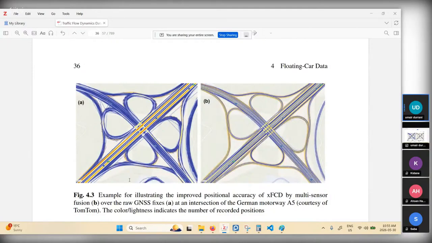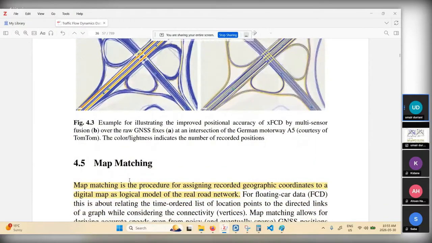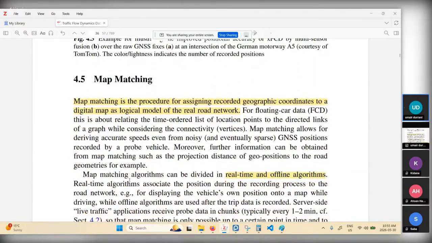So here we get parts A and B. Part B is actually the GNSS fixes only, and part A is from the German motorway A5 using the TomTom source. So TomTom is using floating car data. We get information about the same location by using two different types of sensors, smartphones as well as GNSS fixes. If we combine them, if we fuse them, we get better results.